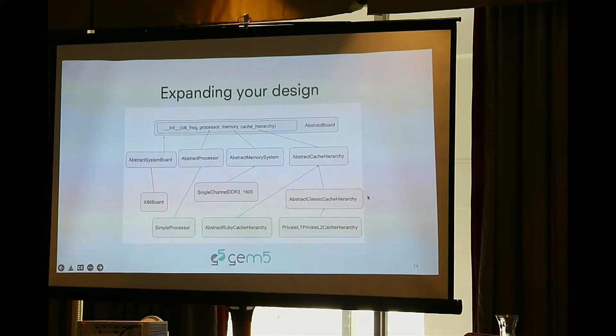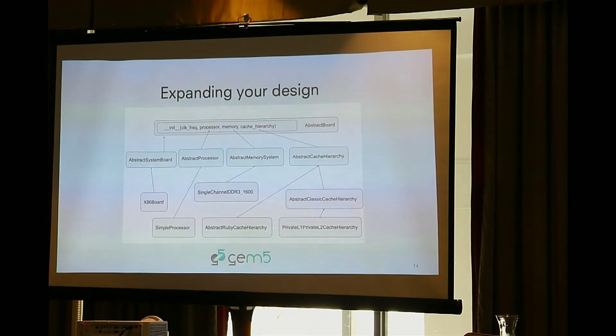So, if you remember this design, this is what I showed at the beginning of the presentation, and this is essentially the class hierarchy thing. And if you really want to zone out for the rest of my presentation, here's the takeaway. If you want to add your own components to the gem5 library, you literally extend one of the abstract classes that is relevant to you.